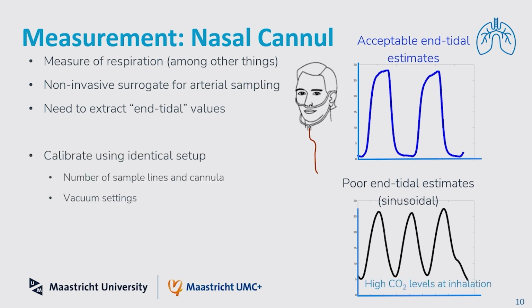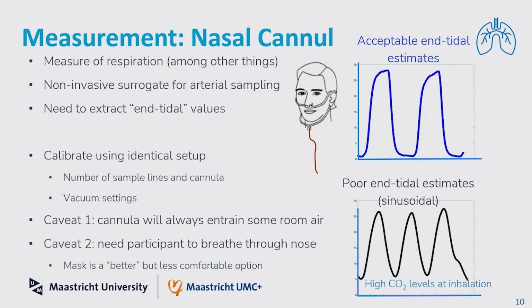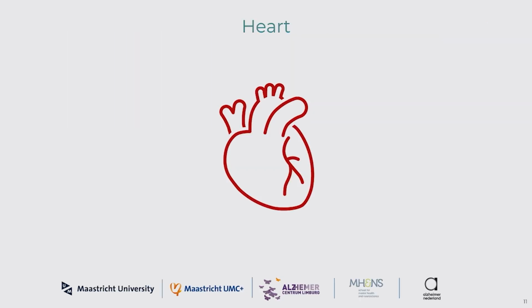So you need to calibrate an identical setup between your different subjects, so the number of sample lines, the cannula, and also the vacuum settings. There is one drawback. The cannula will always have some room air because it's not completely sealed off. And the participant needs to breathe through their nose. So some people might be less compliant to do this. Another option that you could do is to use a mask, but that might be less comfortable. So that is something to consider.